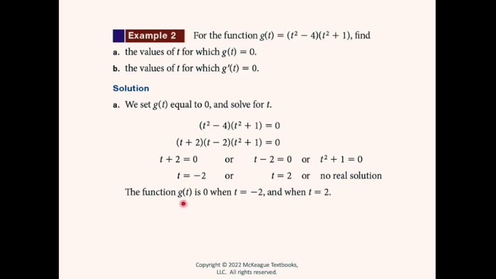So the function g of t is equal to 0 when t is equal to -2 and t is equal to 2. These are our x-intercepts, our x-axis intercepts. Right now, t is acting as our x because that's the independent variable. So this is going to be where the function crosses the x-axis, because that's where the value of the function is 0.